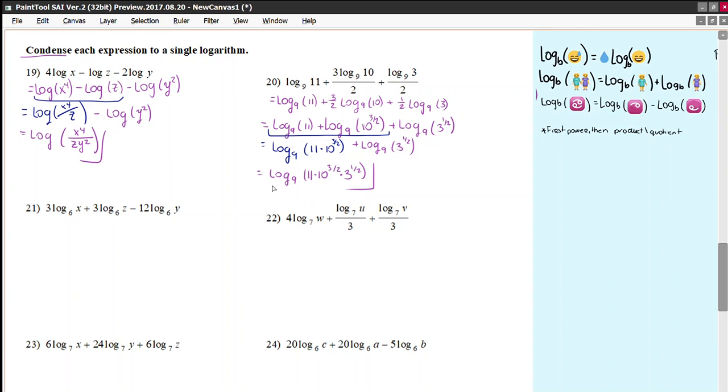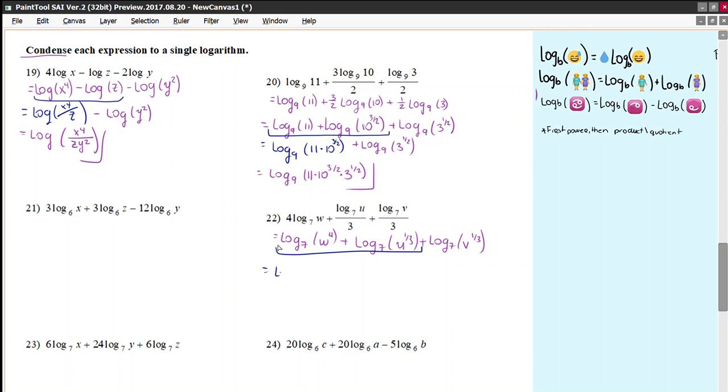The next one. This is logarithm base 7 of w to the power of 4 plus logarithm base 7 of u to the power of 1/3. Why 1/3? Because this logarithm is being multiplied by 1/3. The same goes with this one, so this is plus logarithm base 7 of v to the power of 1/3. Now my logarithms don't have any number multiplying outside, so I can start using the product property.